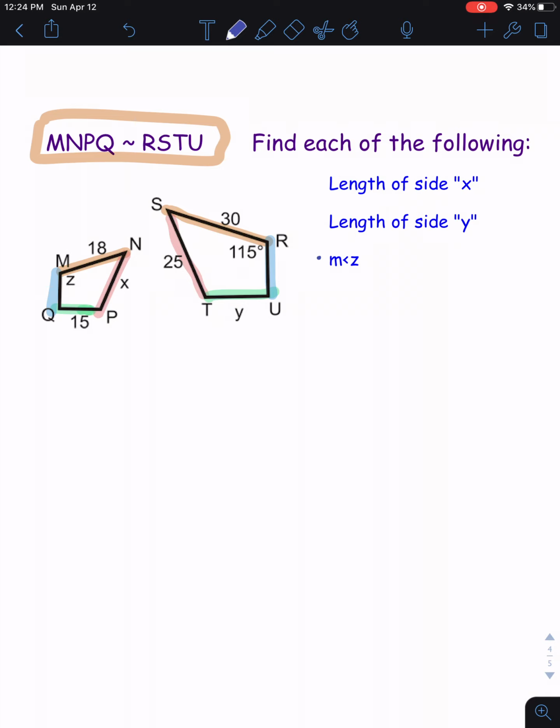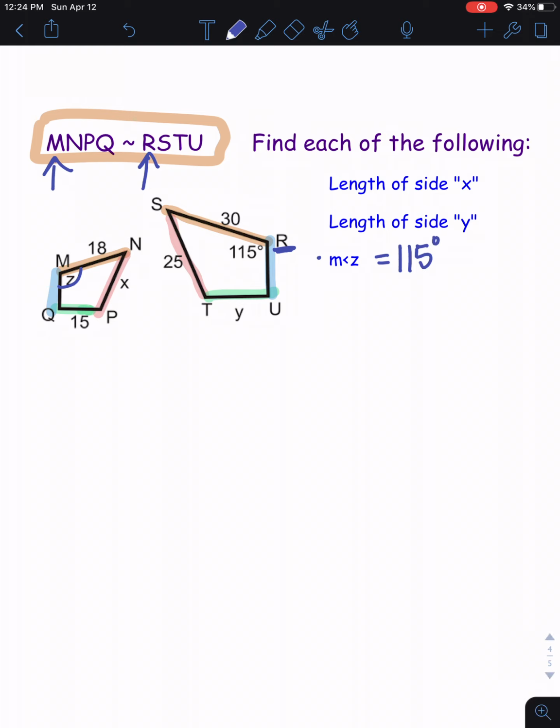They're the same measurements. I know that angle M, which is where Z is at, is in the same spot as angle R. They're corresponding, they're congruent, they're the same measurements. And I see over here next to angle R a measurement of 115 degrees. So that means that angle M is also 115 degrees because they're corresponding in those similar figures.